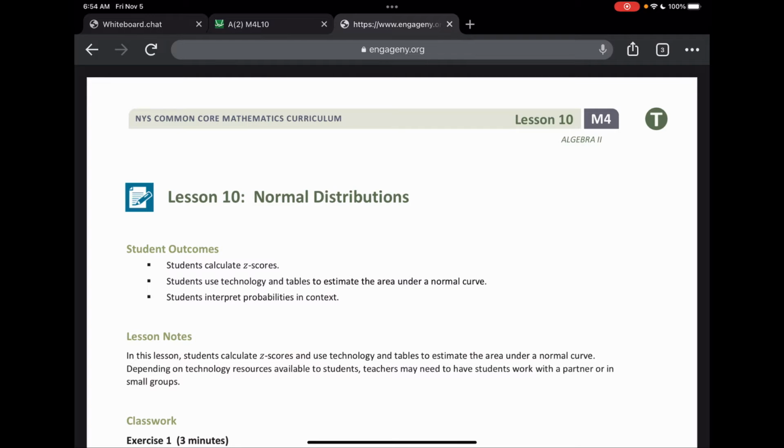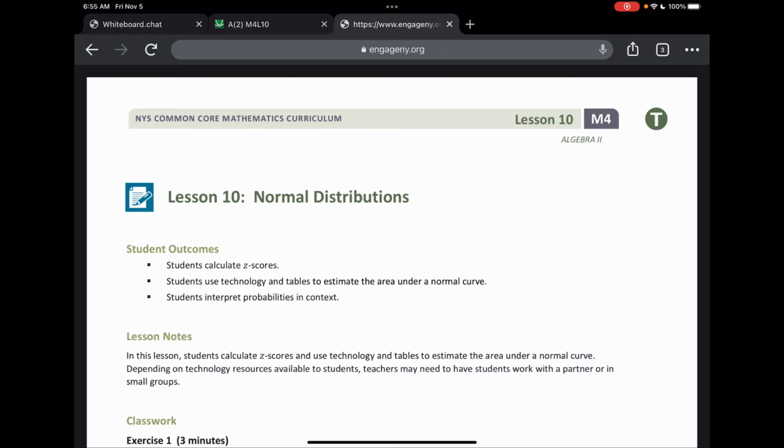Okay, so here we go again with some normal distributions. When we're talking about data, it says our student outcome today is to calculate z-scores, use technology and tables to estimate the area under a normal curve, and interpret probabilities in context. Now, today is just normal distributions, and that's how it is easier. If you remember in the last lesson, I talked about it's much easier to find standard deviation, that type of stuff whenever we're talking about normal distributions.